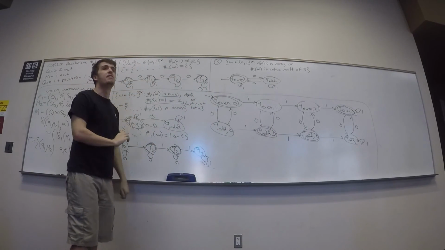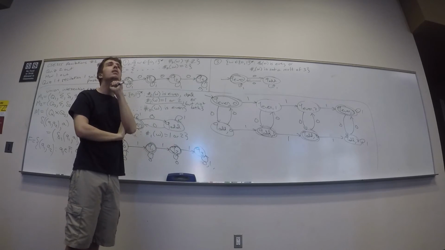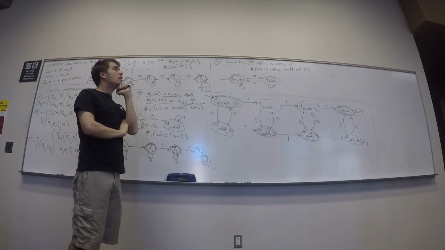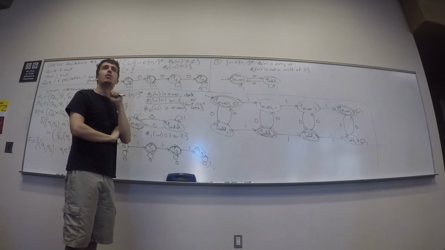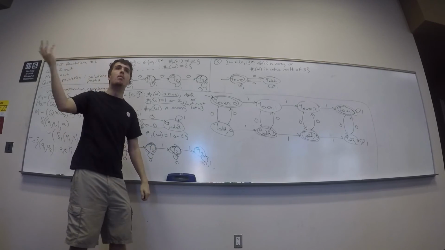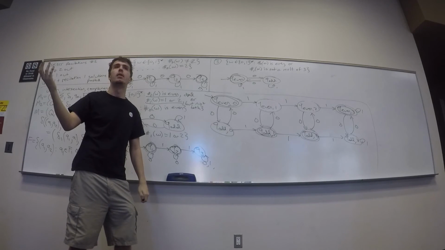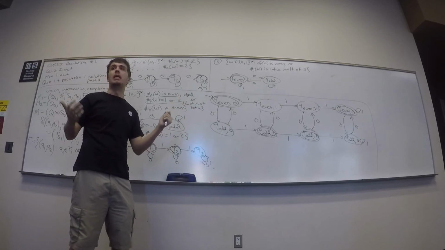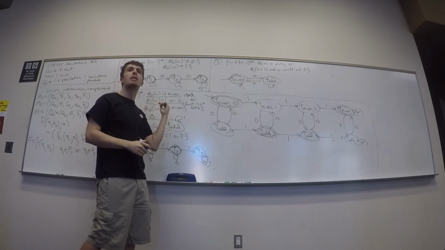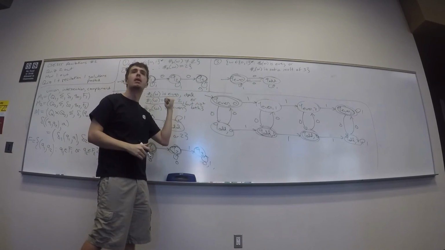Can I make a DFA for the second part? Number of ones is not a multiple of 3. So when you think multiple of 3, what's your general strategy for doing that? Remainders, right? So how many possible remainders are there with 3?